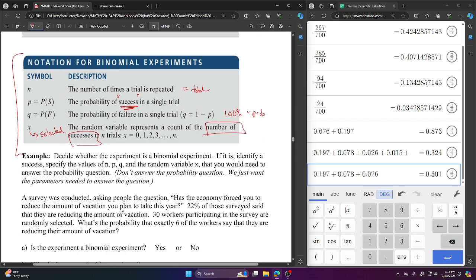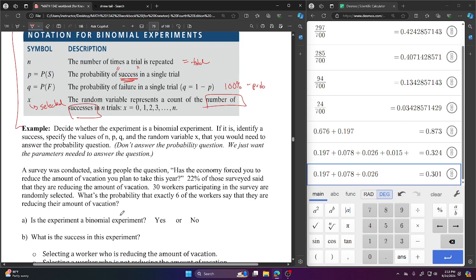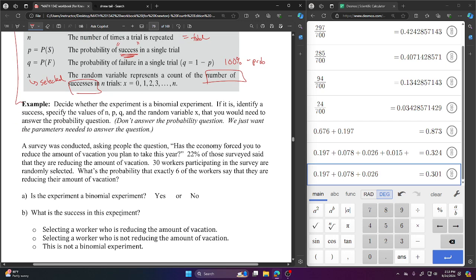All right, so let's go through this one here and try to figure out what they're talking about. Decide whether it's a binomial experiment. At first we even got to know, is it binomial? Is it true false? Is it yes no? Is it cheese or no cheese? Let's see. The survey was conducted asking people the question, has the economy forced you to reduce the amount of vacation this year? Now hold on for a second. Is that binomial? Is that a yes or a no?